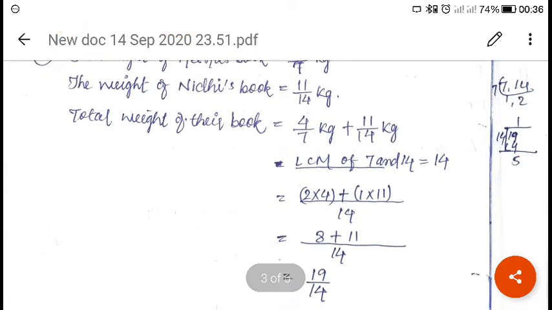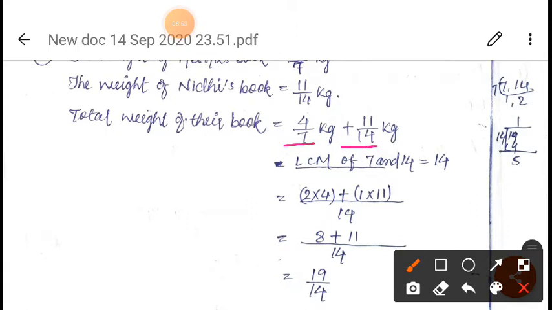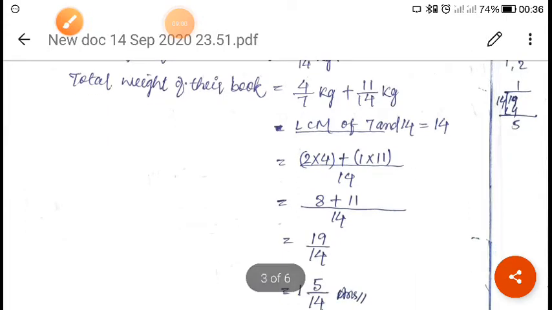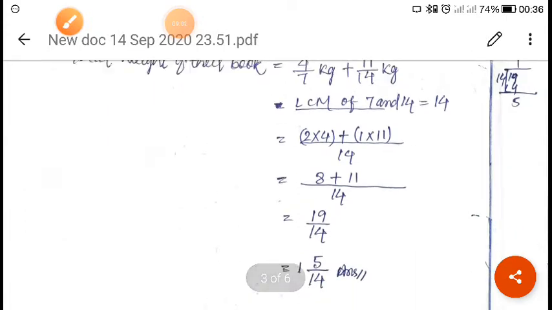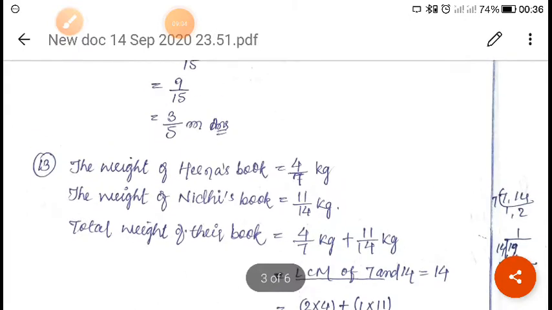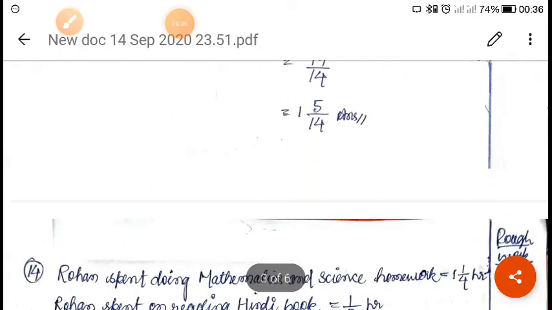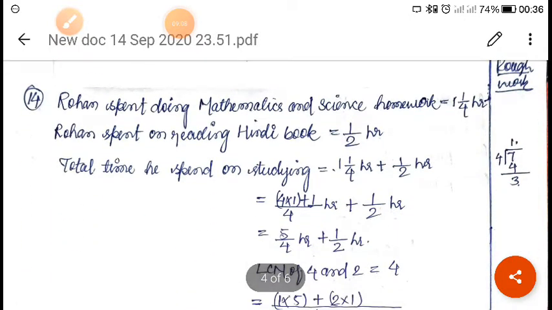As you can see here, you have to find out the LCM of 7 and 14. It will be 14, and the rest of the process is the same as you can see here, right? I hope you are understanding this, because we have discussed this process so many times. Now the next question is question number 14.